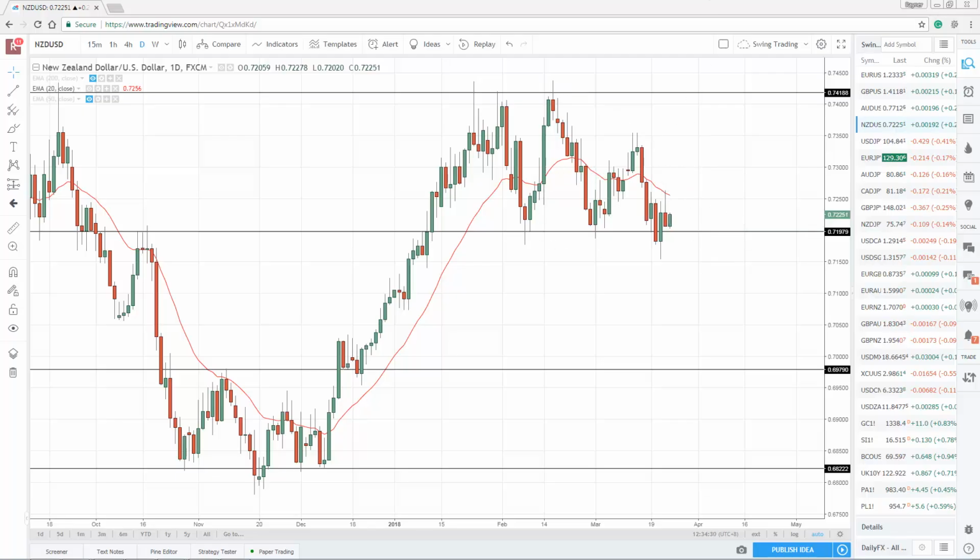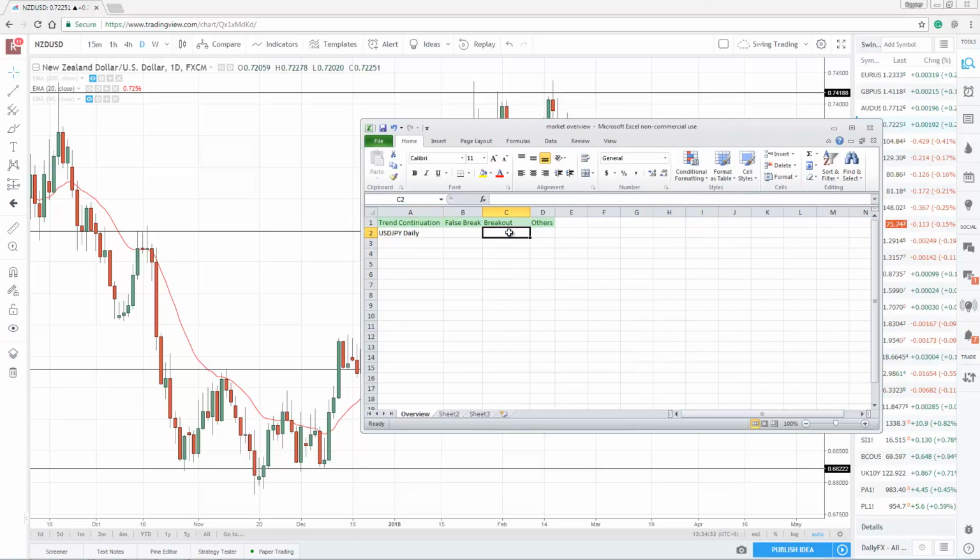So what I'll do is go to my spreadsheet and put New Zealand dollar daily time frame. I trade typically on the 4-hour and daily time frame, so whichever the setup appears, I'll just put in the respective time frame after the name of the instrument.